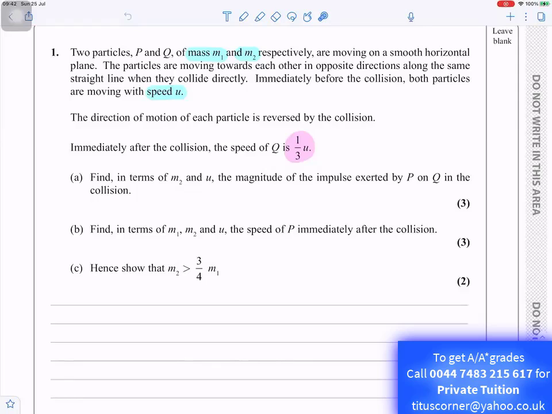Question 1. Two particles P and Q of mass m1 and m2 respectively are moving on a smooth horizontal plane. The particles are moving towards each other in opposite directions along the same straight line when they collide directly. Immediately before the collision, both particles are moving with speed u. The direction of motion of each particle is reversed by the collision. Immediately after the collision, the speed of Q is 1/3 u. Find, in terms of m2 and u, the magnitude of the impulse exerted by P on Q in the collision.